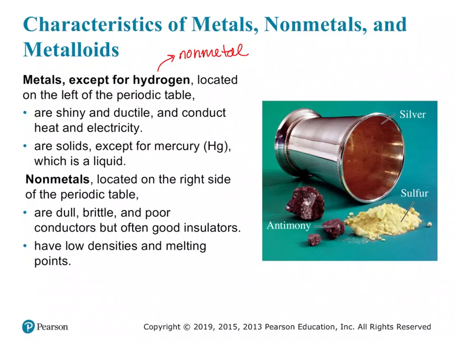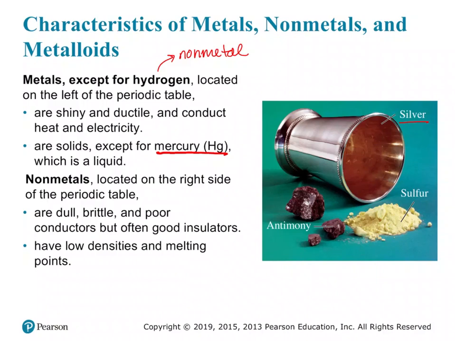So off to the right, we have the example of silver. And we can see that that container of silver is shiny. It's been shaped into its current configuration. And it's also able to conduct heat and electricity. Now, metals are usually solids except for mercury. Mercury, which has the symbol Hg, is a liquid at room temperature.